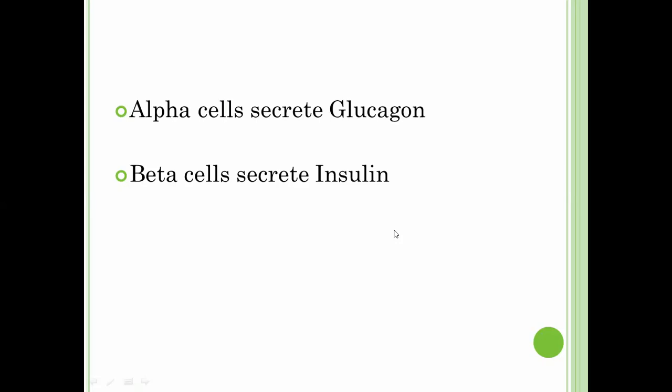Do you know the pathway of the Krebs cycle? Yes or no? Do you at least know the Krebs cycle? Yes, ma'am.